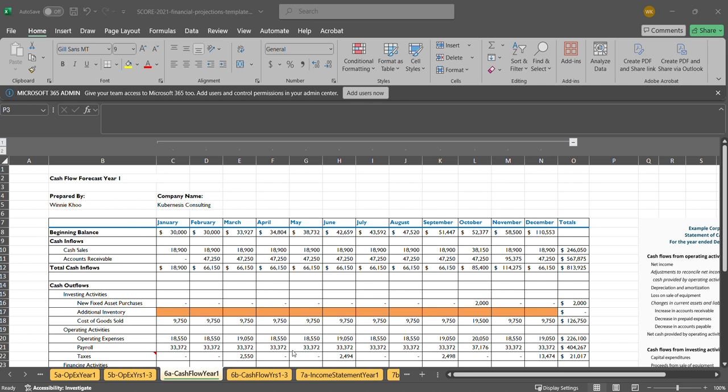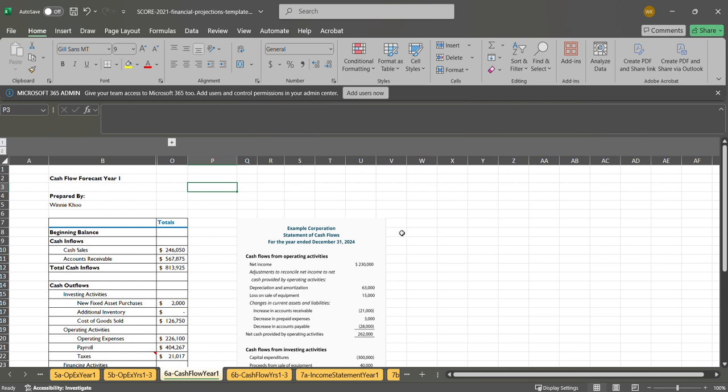This video, we're covering tab 6A, which is the cash flow forecast for year 1. Now, the cash flow forecast or statement generally shows the cash impact over the year for a business. So it shows the cash inflows and cash outflows of that business. I'm going to collapse down the months to only show the total to compare against a more common presentation of the cash flow statement.